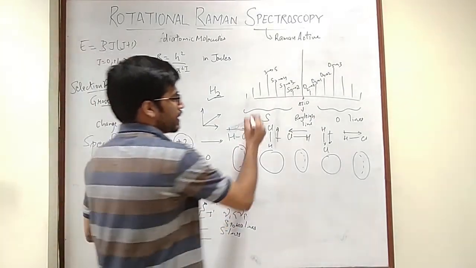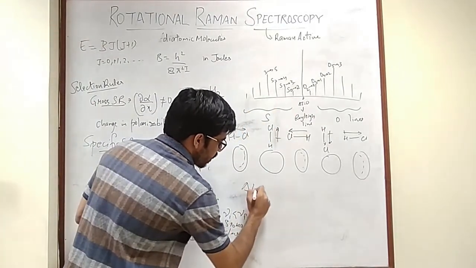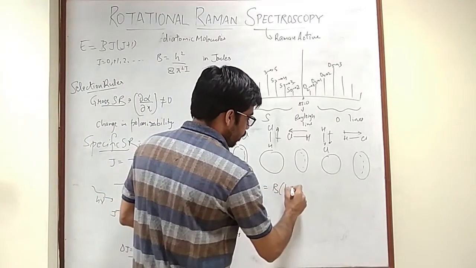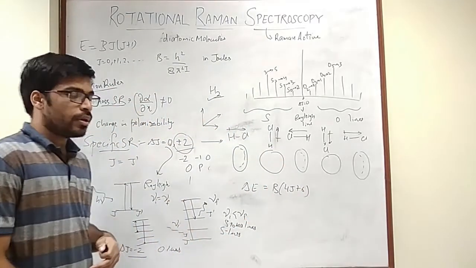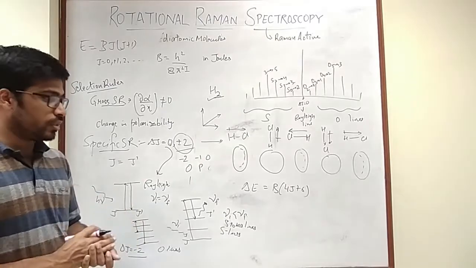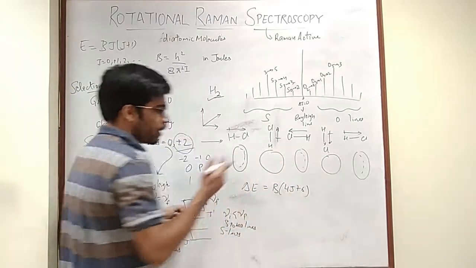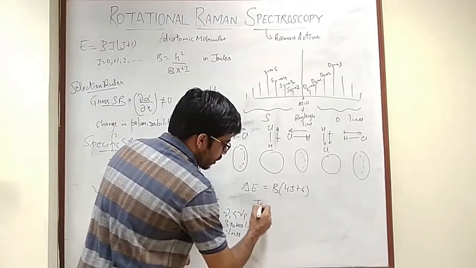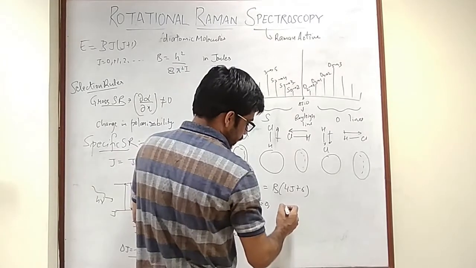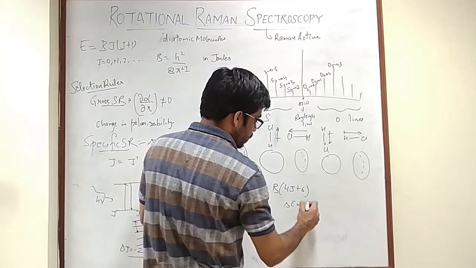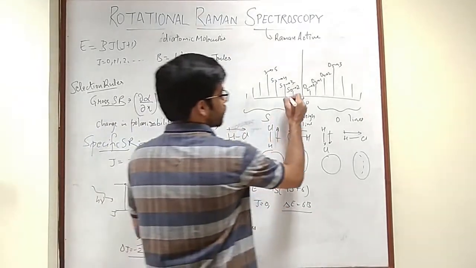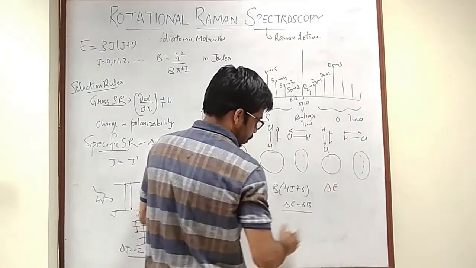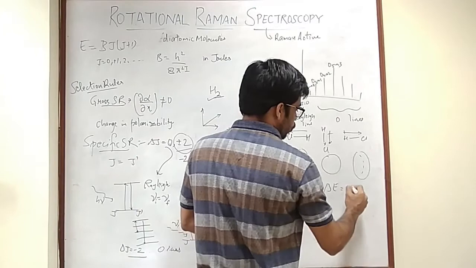Okay. Now, what is the difference between the two peaks? For that, we need delta E. Now, following this rule, if you find delta E, it will come out to be B(4J + 6). Okay, between two transitions. For one transition between two energy levels for delta J equals ±2, this is what you will get. That would mean for J equals 0, you will get delta E to be 6B. So this is your first line. So that means this is your 6B. And for delta E, for J equals 1, you will get this to be 10B.